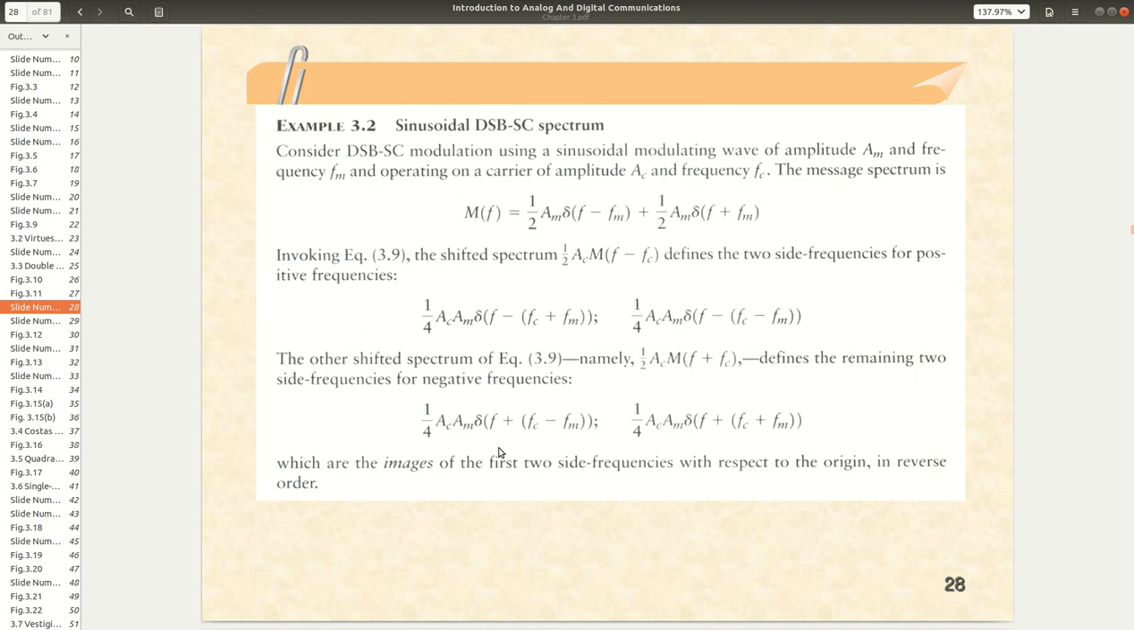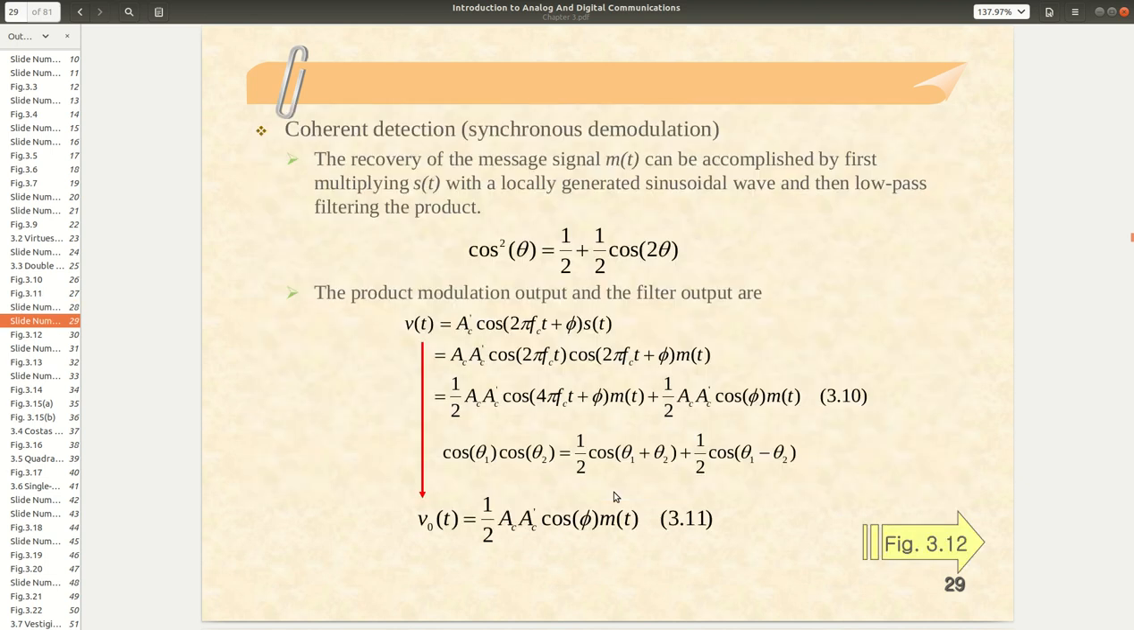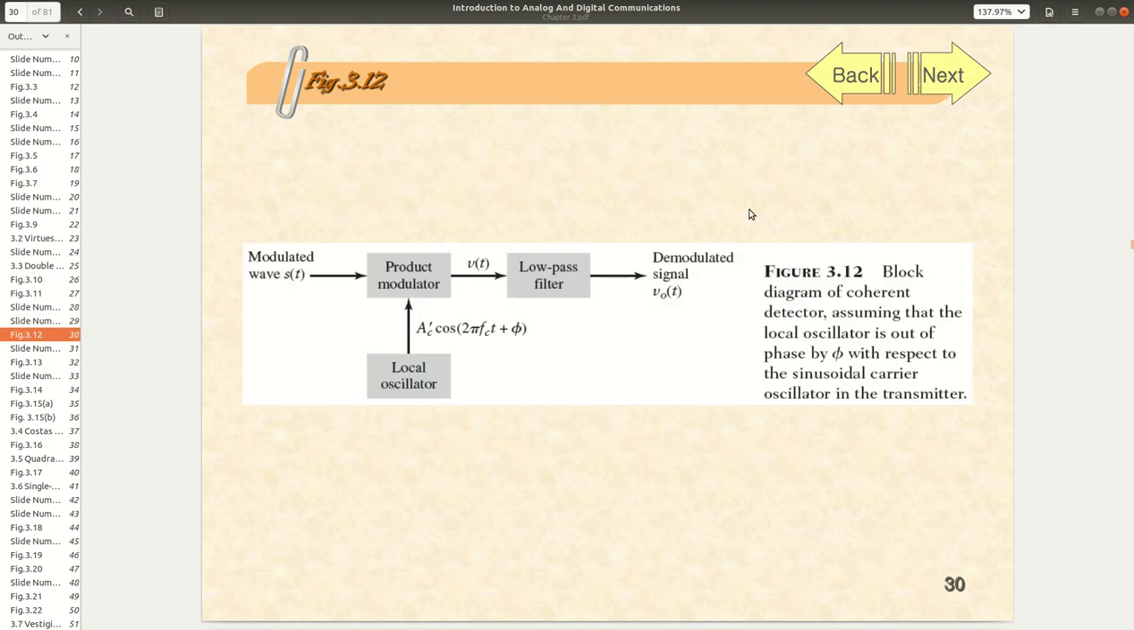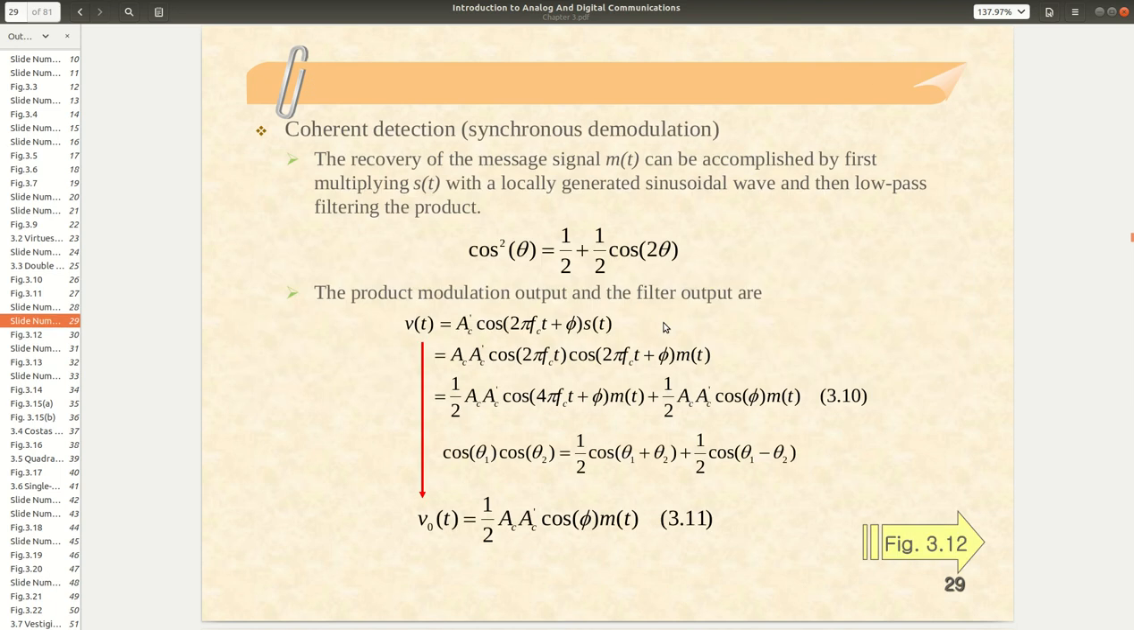As you remember, the negative frequency is just an image with respect to the origin, but on the reverse side. Now for the detection of this signal, coherent detection, the recovery of this signal can be accomplished by first multiplying s(t) with a locally generated signal. Locally in the receiver, we generate cosine 2 pi fc t and multiply it by the received modulated signal s(t), and then we apply a low pass filter to recover the signal, to demodulate the signal. Let's see how that happens.